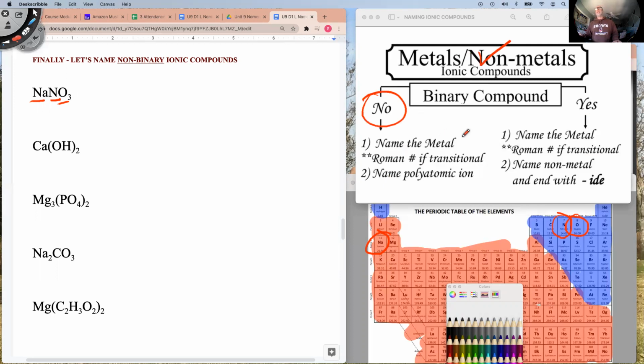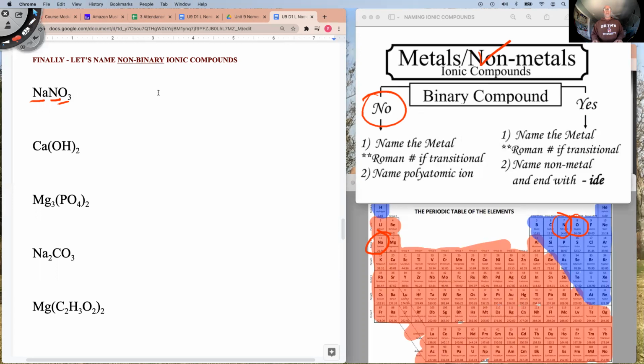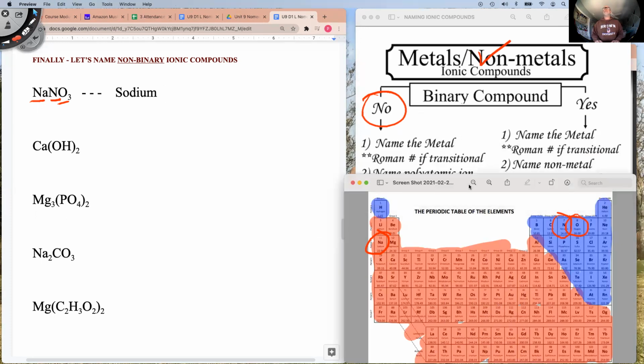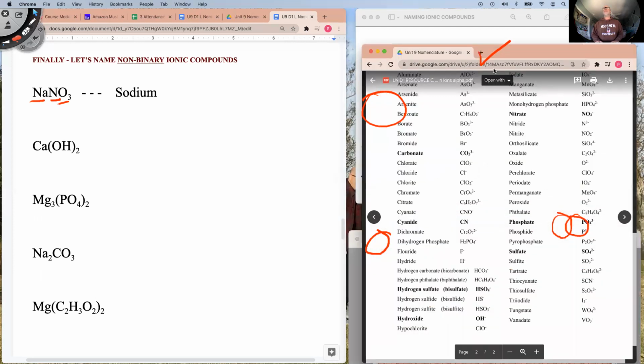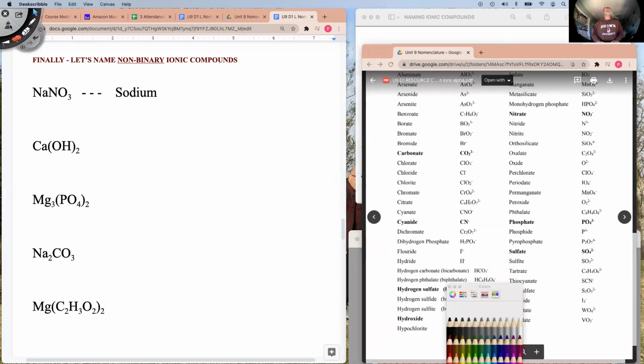This one says, name the metal. So we're gonna go over there and name the metal. Let's name the metal. The metal is sodium, all right? And then we have to name this non-metal thing, but this one says, name the polyatomic ion. And that's, whoops, the wrong one. That's where we need to use this piece of paper here.